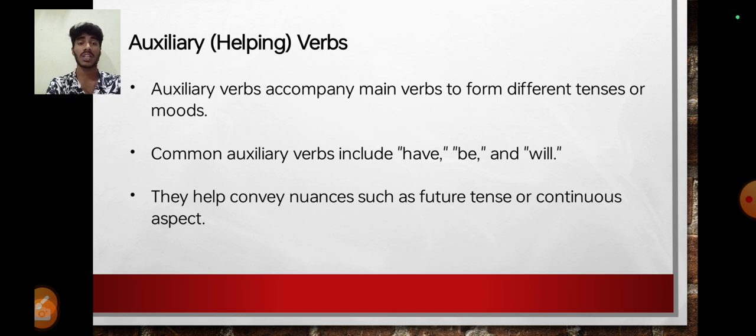Auxiliary helping verbs. Auxiliary verbs combine with main verbs to form different tenses or moods. Common auxiliary verbs include have, be, and will. They help convey future tenses and continuous aspects.